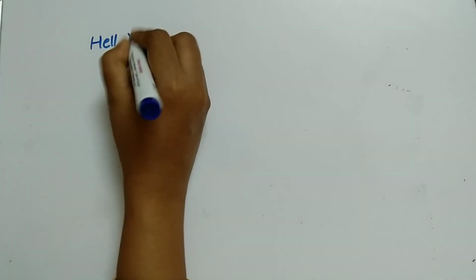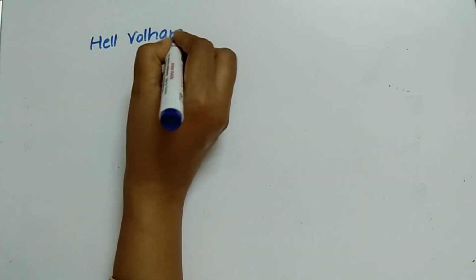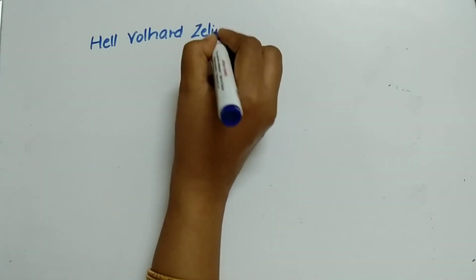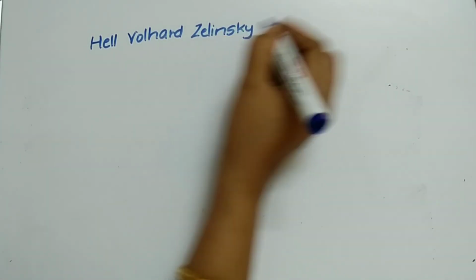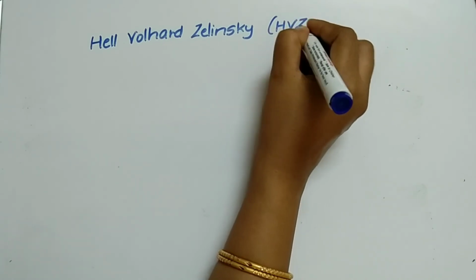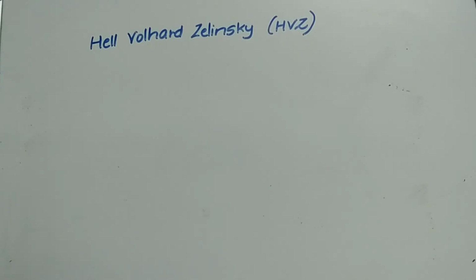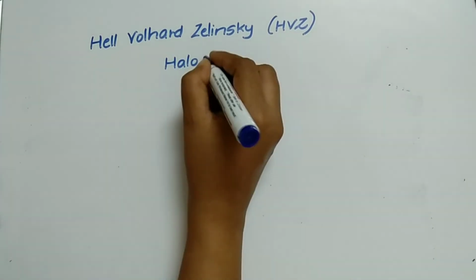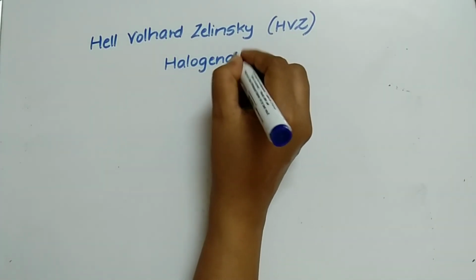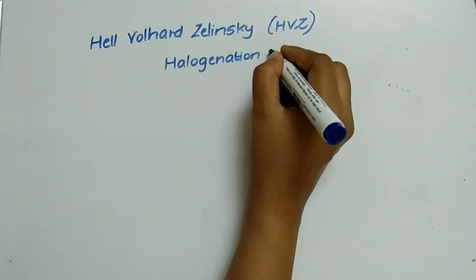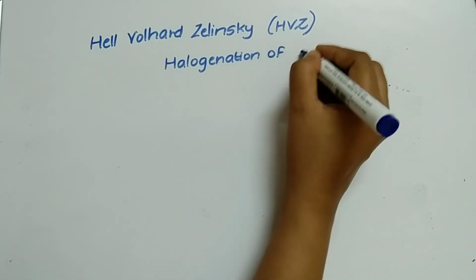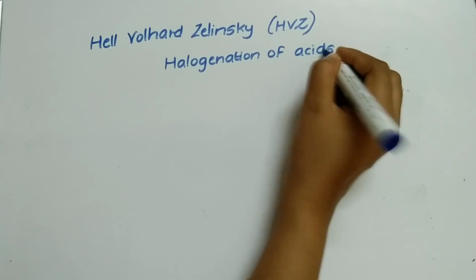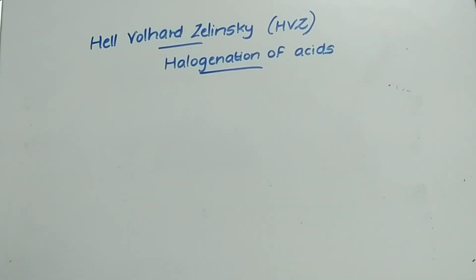The next one is a name reaction, the Hell-Volhard-Zelinsky reaction. We also call it the HVZ reaction. What happens here is halogenation of the acids. Halogenation means addition of halogens to acids, so we are adding halogens to acids.